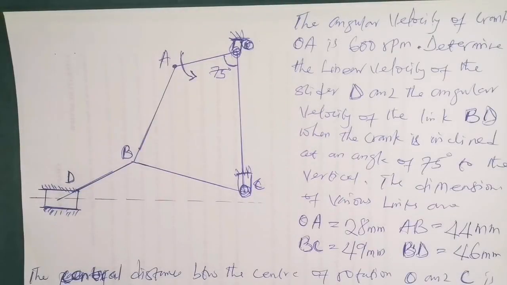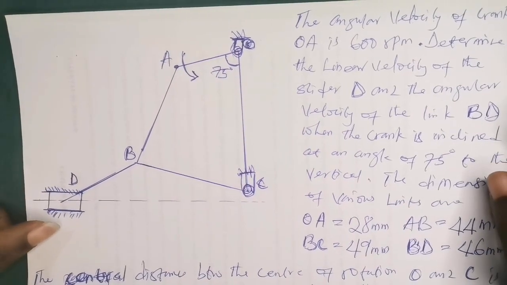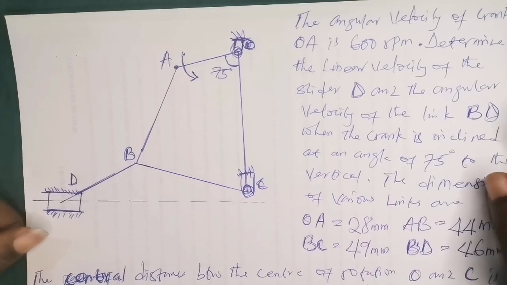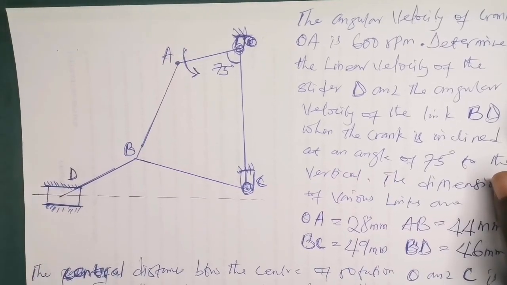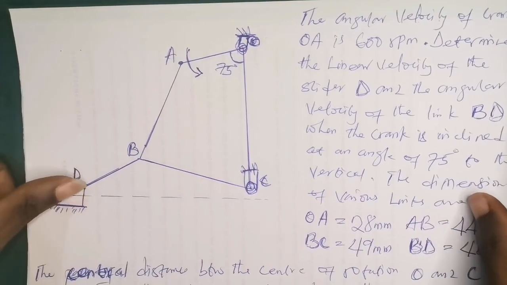So this is the second example on velocity in mechanisms. To watch the solution of the first example, do well to look at the description of this video and you'll find a link to that amazing video. Now let's consider this question.